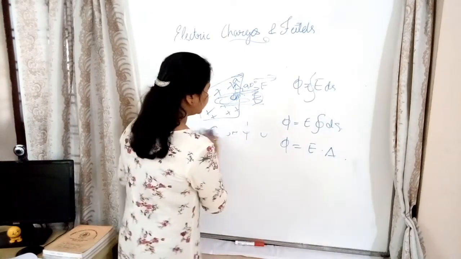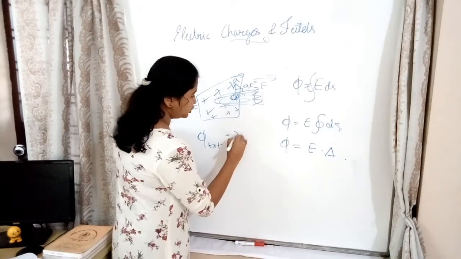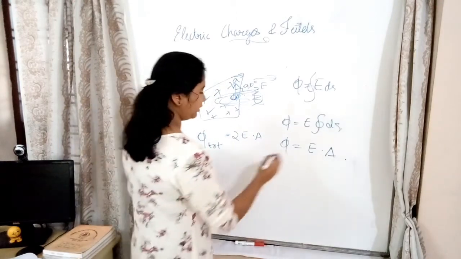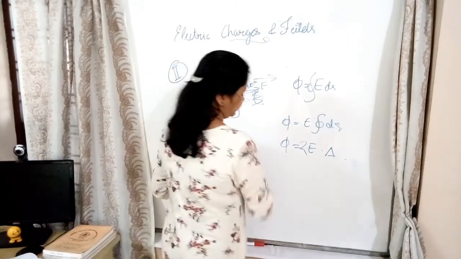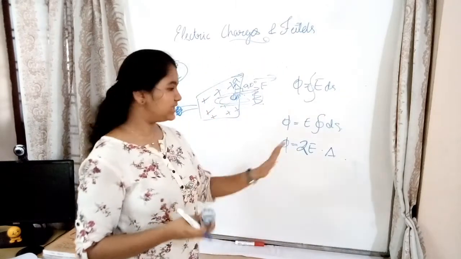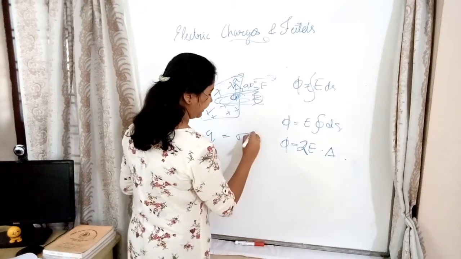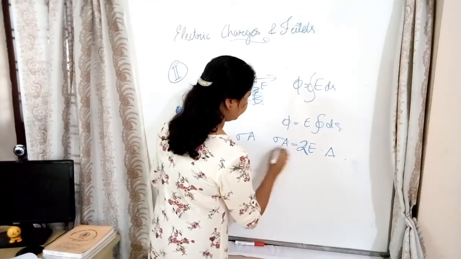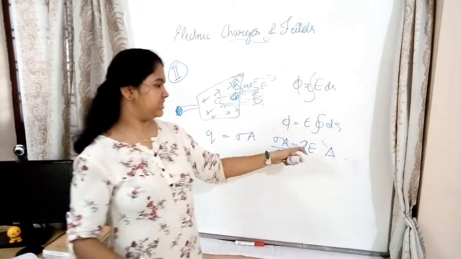So what is the total flux? Flux total is equal to 2EA. I just wrote it on this side so I have space on the board to write. So flux is equal to 2EA. Now I told you before, we learned Q is equal to sigma A. So we will represent it over here: sigma A divided by epsilon 0. Cancel. There is 2E left on this side.